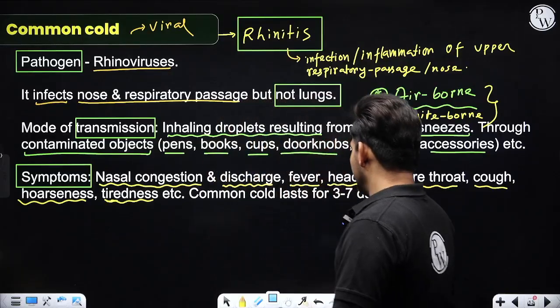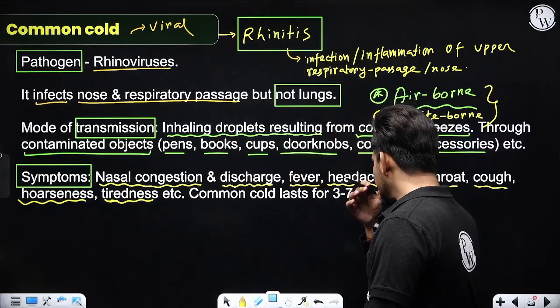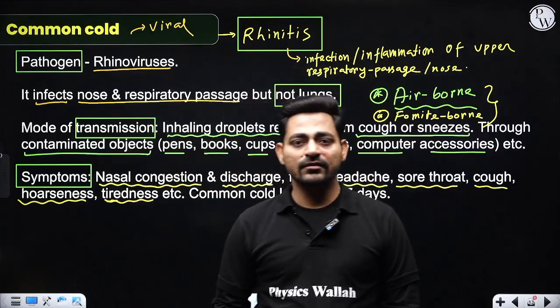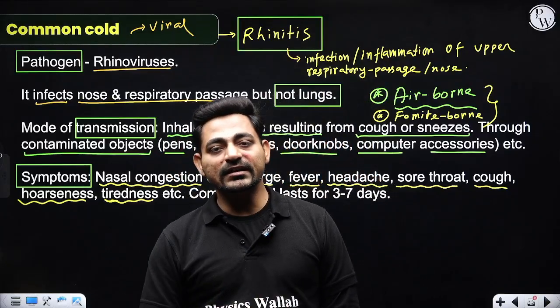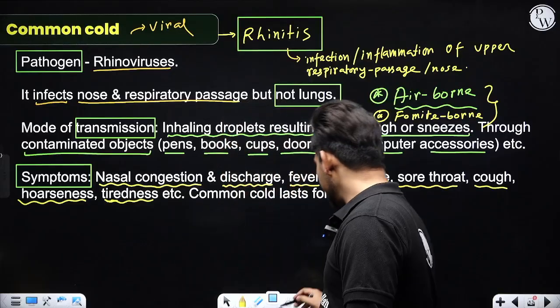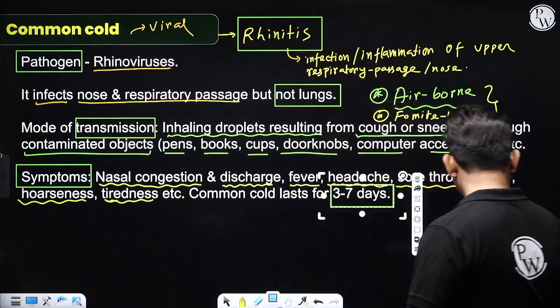Now generally we say that if you are suffering from common cold or rhinitis and you are taking medicine, it will take 7 days. If you are not taking medicine, it will take 1 week. That means automatically it will get cured within 3 to 7 days.